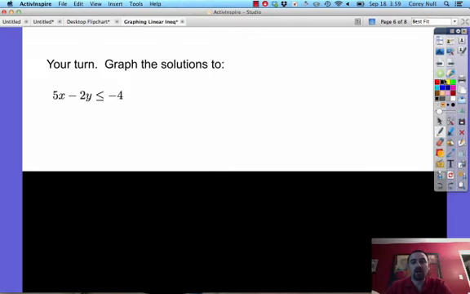Okay, so hopefully you have a nice graph now. What you were going to do is set this equal to an equal sign and graph it as if it were a plain old line. We're not going to dash it because we have an or equals to. That means the line is included. Any point on the line counts as a solution. Then we're going to choose 0, 0 because I don't think that's on the line, and decide: is 0 greater than or equal to negative 4? So again, 0 is not going to be in our solution set.